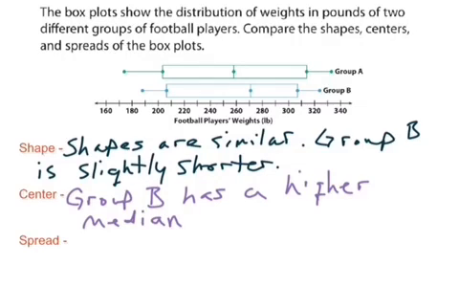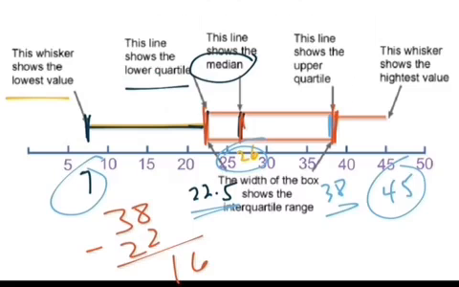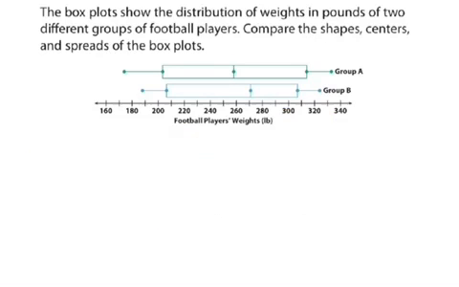Finally, the spread. So how's the data spread out? What's the range? What's the IQR? You could include the range. You can also include the IQR, which is the interquartile range, which we found on the earlier one. That's where we subtracted this value from that value when we found the IQR.